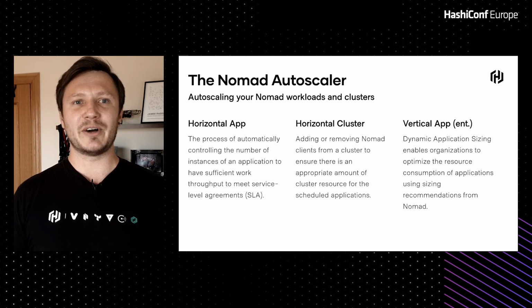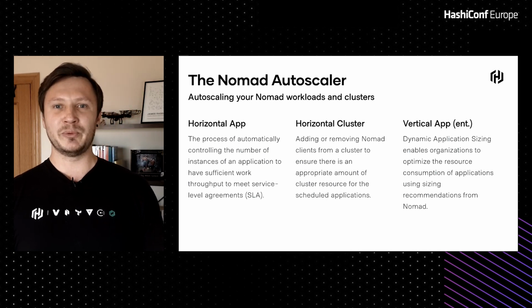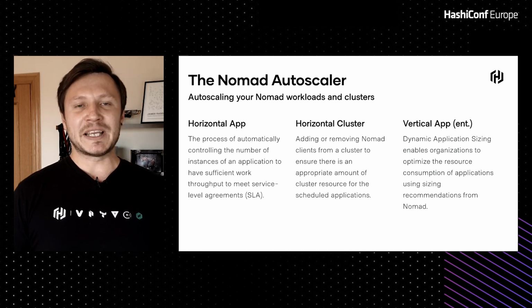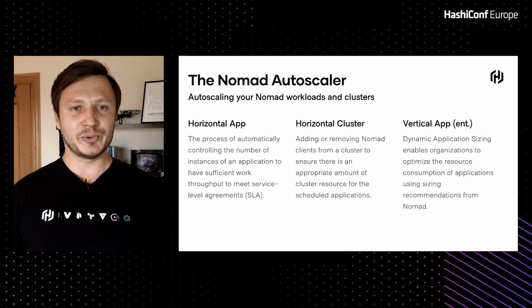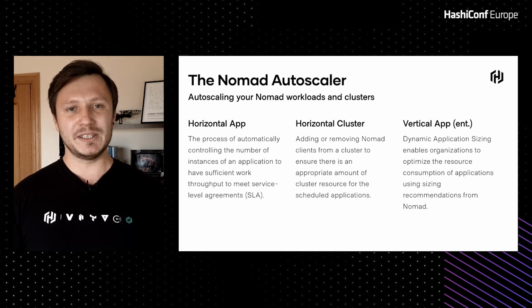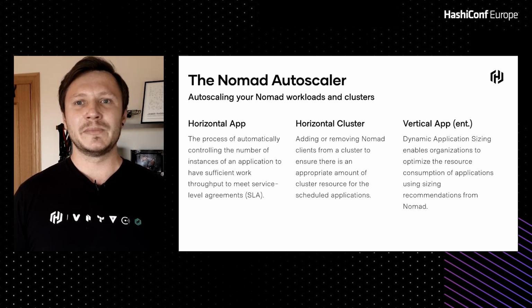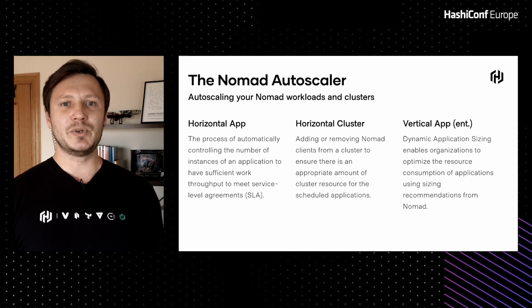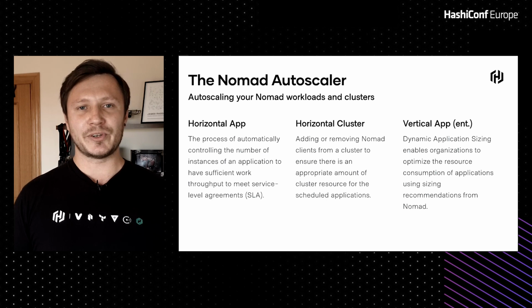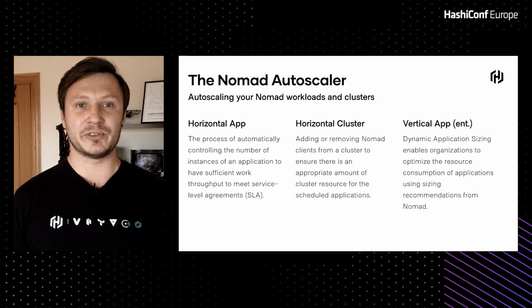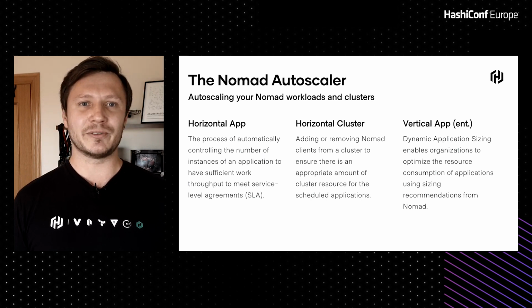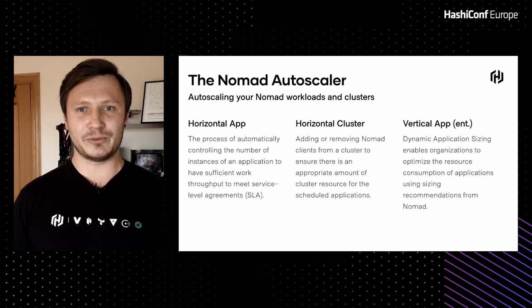The third one is our enterprise offering. This is vertical application scaling, or what we term dynamic application sizing. Picking CPU and memory resource values for your jobs is kind of tricky, and it's generally a ballpark figure. What DAS does is it looks at historical data and tries to give you recommendations, so that you don't have to worry about that, and so that you're as efficient as possible. DAS is a very large topic. I won't be going into much of that today, but if you're interested, please reach out.